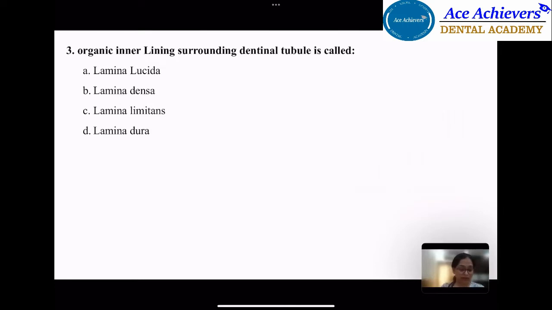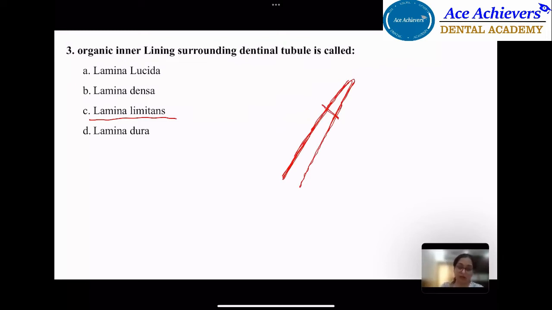Next question, question number 3: the organic inner lining surrounding dentinal tubules is called. When we talk about the organic inner lining surrounding the dentinal tubules, the correct answer here is lamina limitans. So what is lamina limitans? If this is your dentinal tubule, surrounding this dentinal tubule we have a very thin organic sheath. You can call it a sheath or a membrane, which is organic in nature, first thing, and the second thing, it can only be visualized under the electron microscope, not under the regular light microscope.